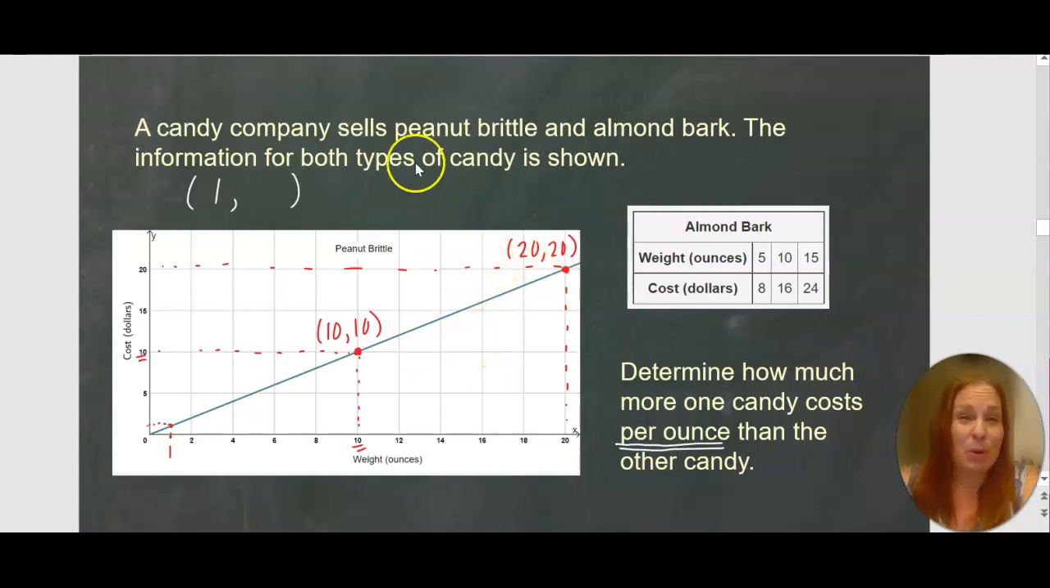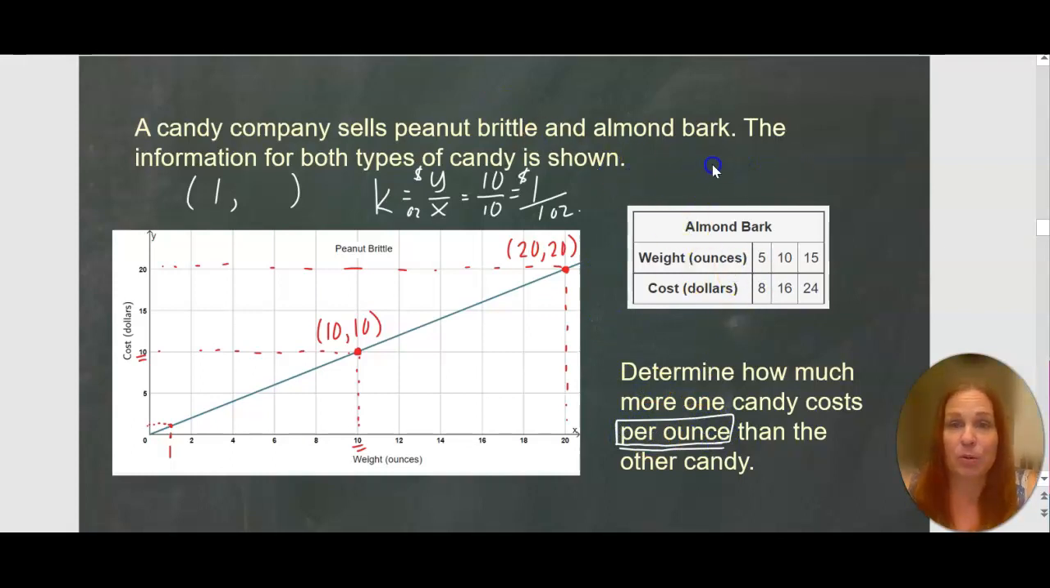Okay, so if you remember when we found the unit rate, that's the same thing as the constant of proportionality. And to find that, we did y divided by x. So regardless of which point I choose, I'll just choose 10, 10. I'm going to do 10 divided by 10, and I get 1. So since I am doing money divided by ounces, this means that this is $1 per 1 ounce, or $1 per ounce, which is what we were asked to find. All right, let's look at the table.